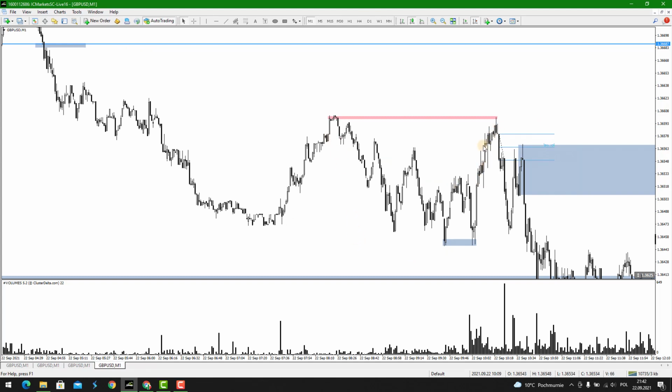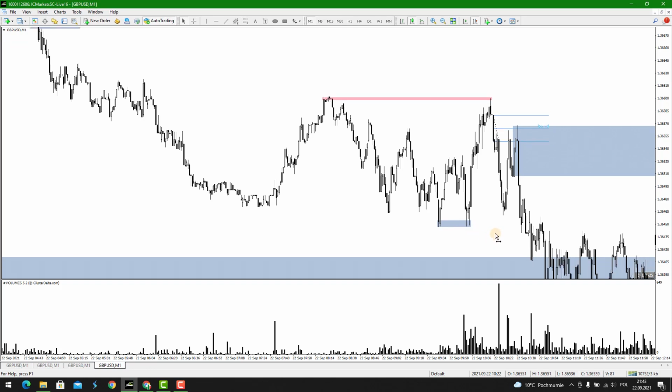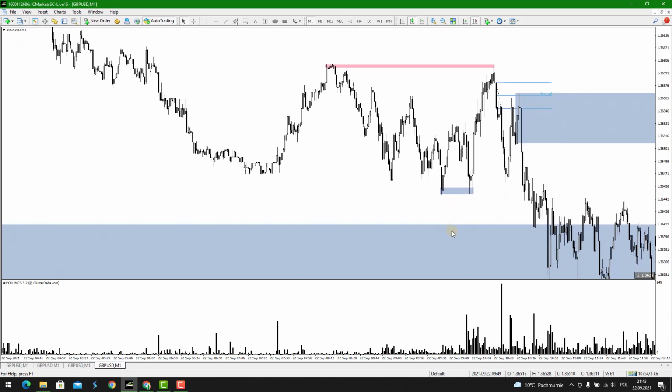Here, this move is a compression. Here we have equal lows, which is making the support level. So the support level was above the good big demand zone, so the possibility was nice to catch the wave back down. And I found here the equal highs as a resistance.